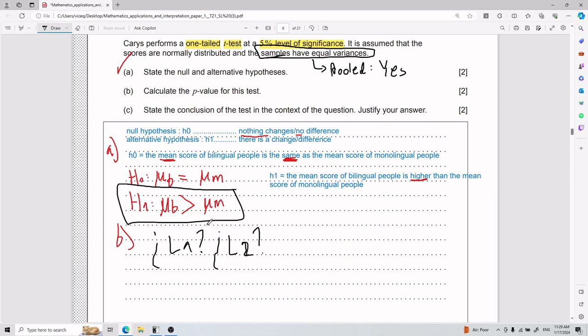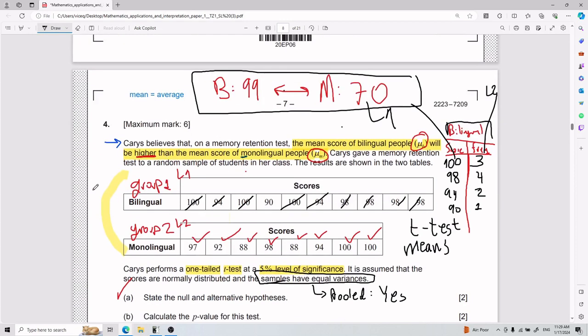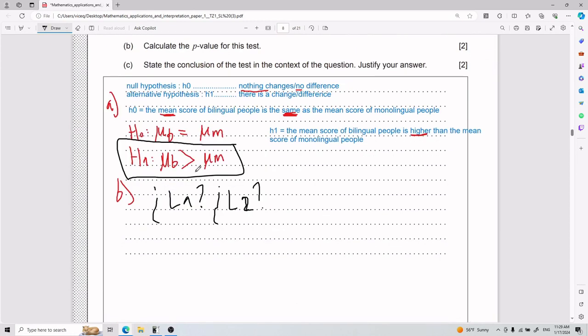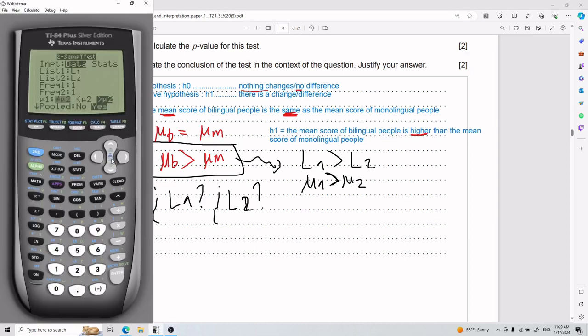Careful. Which one is L1, which one is L2? Well, because I wrote it down on my paper and I was consistent and careful, group 1 is L1, group 1 is bilingual. So basically, this here for my alternative is the same as L1 being bigger than L2. And technically, given the context, it says the mean of the first one is bigger than the mean of the second one. And so, keeping that in mind, I would have to press this third one here.